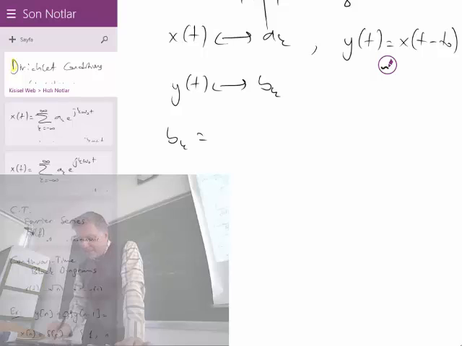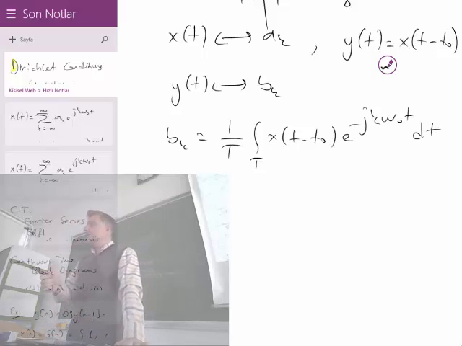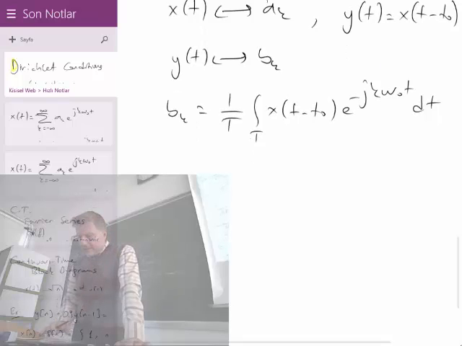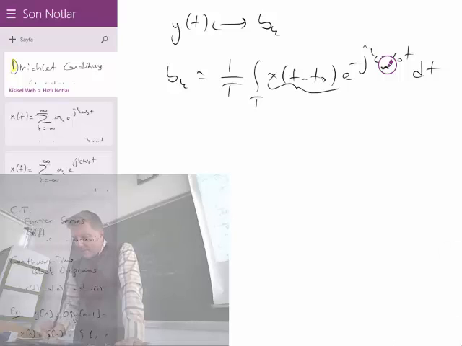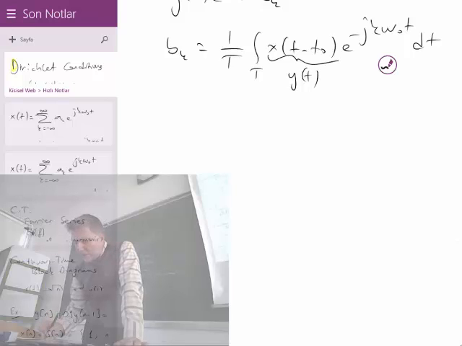We can derive it, it's not very difficult, by the formula of the integral: 1 over capital T, within a period of capital T, y of t, which is x of t minus t0, times e to the minus j k omega 0 t, dt. This is the formula of the Fourier series coefficients of y of t. Because here I have y of t. Now let's change t prime to t minus t0.